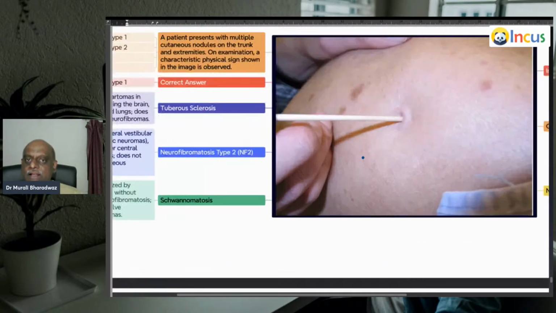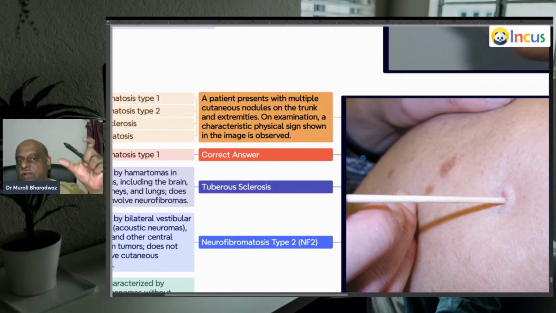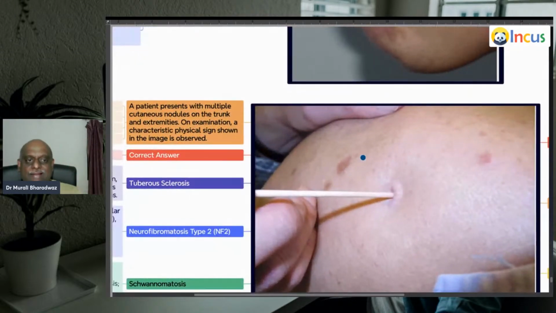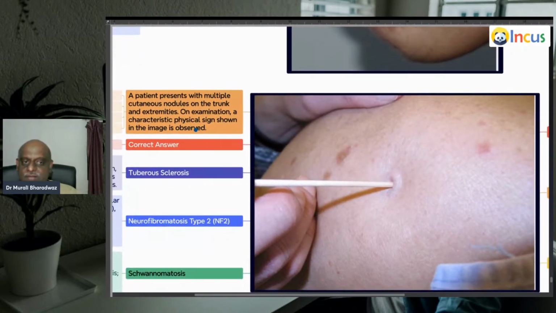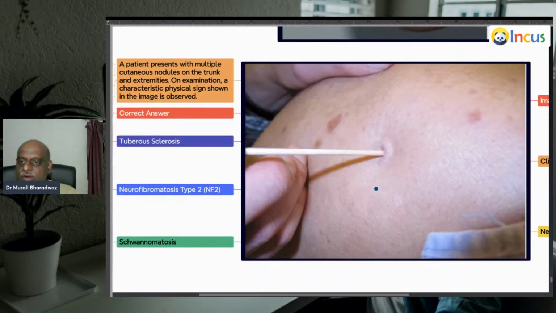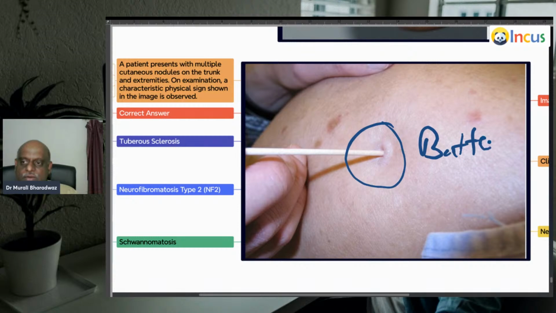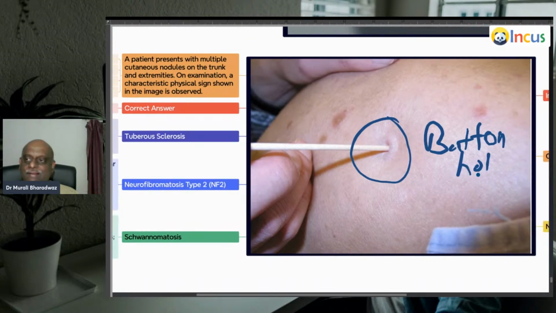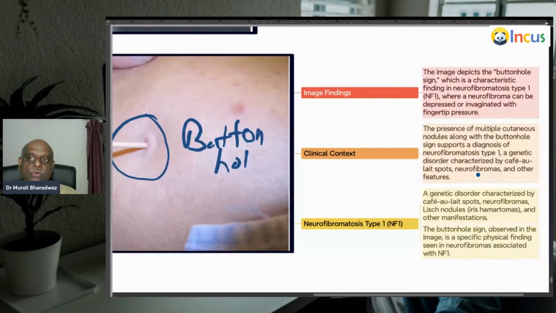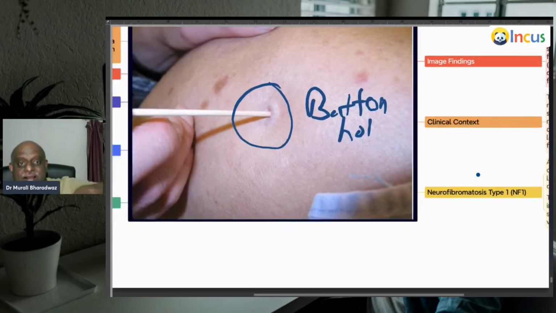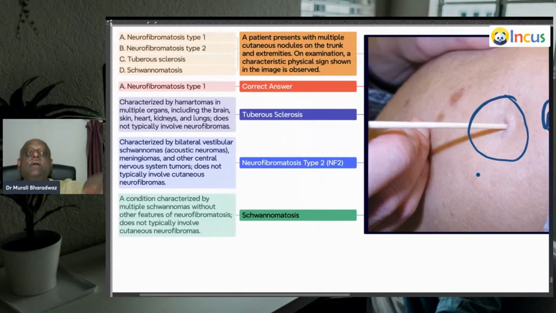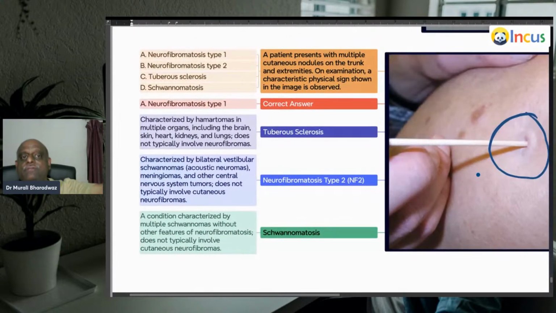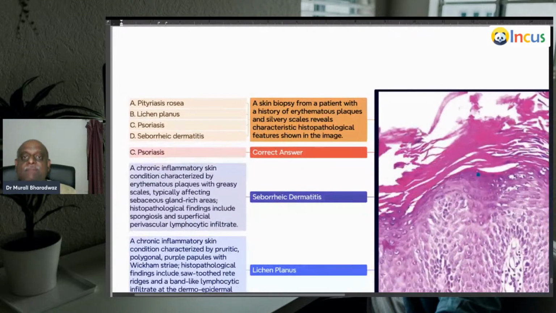A patient has multiple cutaneous nodules on the trunk. And on examination, a characteristic physical sign. What is this sign? This is called the buttonhole sign. In neurofibromatosis type 1, a neurofibroma can be depressed with fingertip pressure, which is called the buttonhole sign, and is a feature of neurofibromatosis type 1.